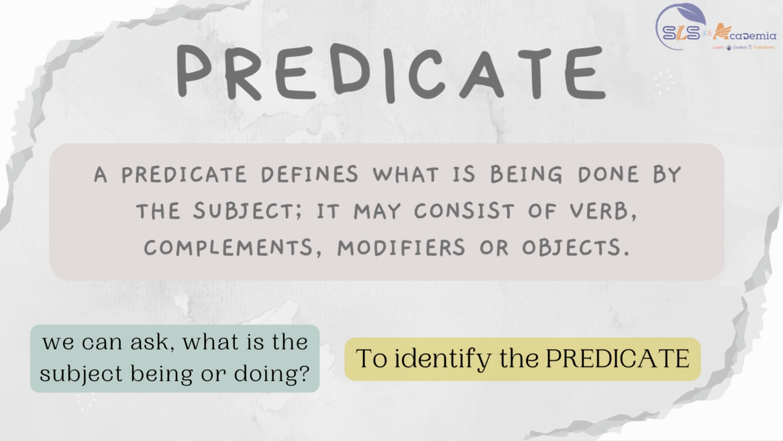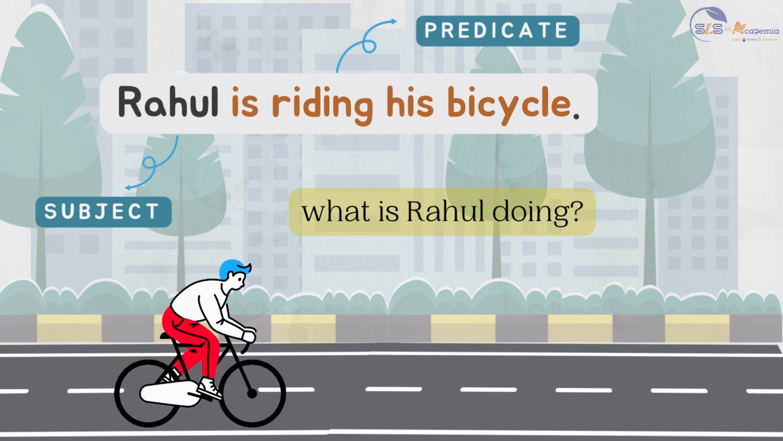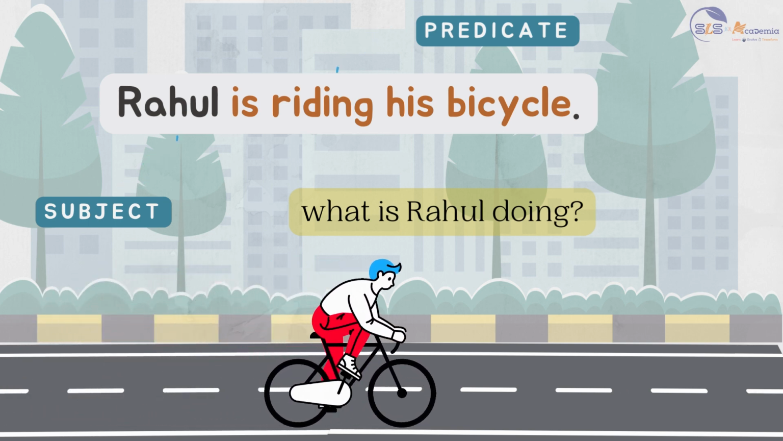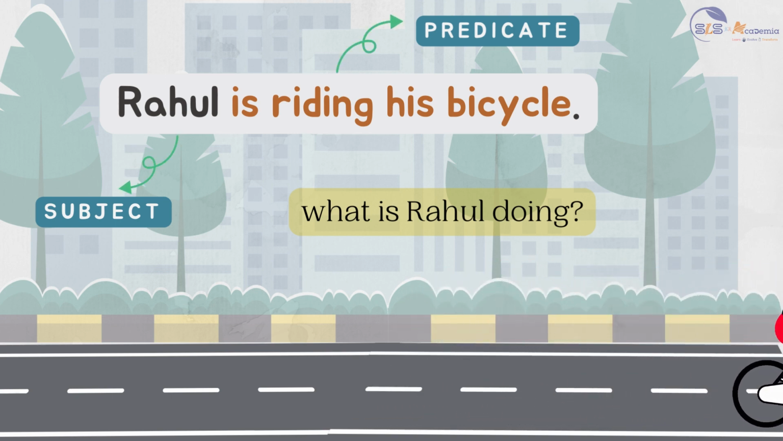For example, in the sentence, Rahul is riding his bicycle. To find the predicate, ask the question, what is Rahul doing? And the answer to that question will give you your predicate.